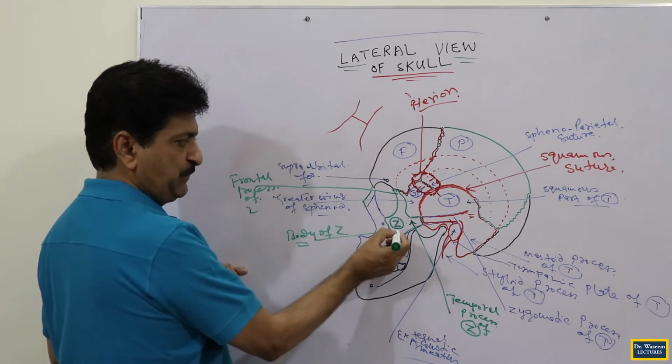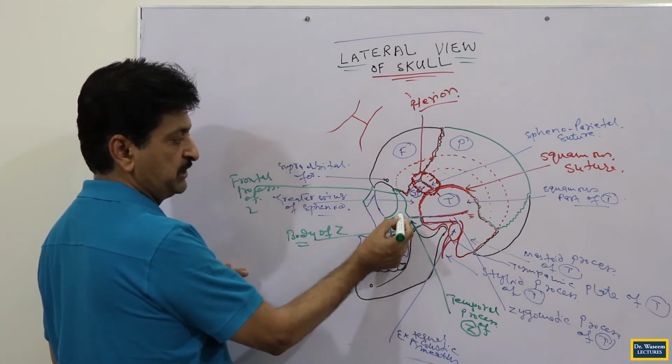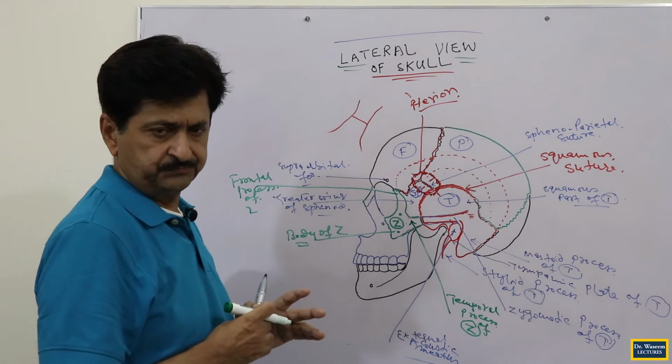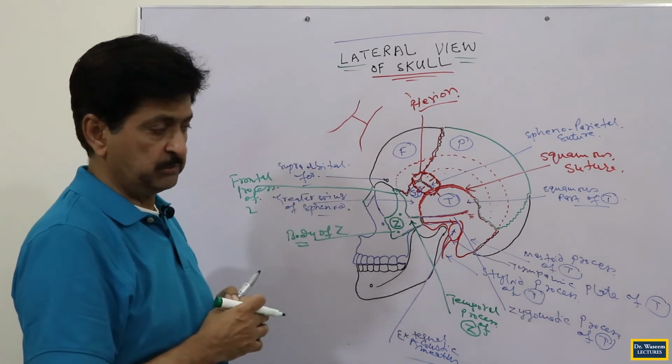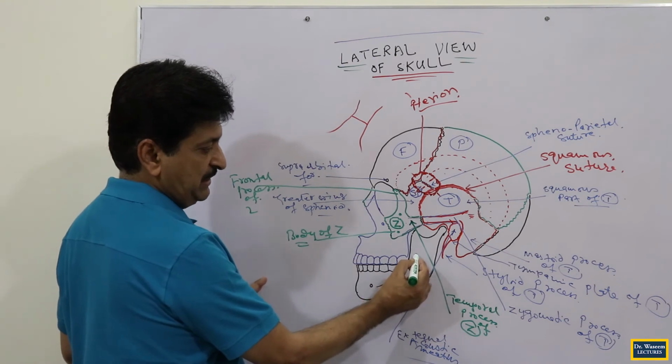And you have seen in this body of zygomatic two foramina also. One is called the zygomaticofacial, another is called zygomaticotemporal foramina. This you have seen in the front also, but the lateral side is also available. At the same time, on the lateral side, you can see this one. This is called the ramus of mandible.